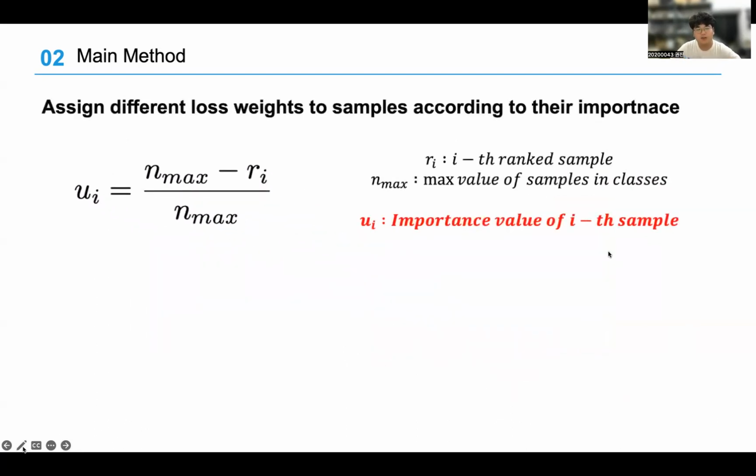So this is one of the solutions for the main key idea, assign different loss weights to samples according to their importance. R_i means the rank of the i-th sample, and max values of the samples in classes. U_i is the importance value of the i-th sample. And then by this importance value, we can redefine the weight this way.